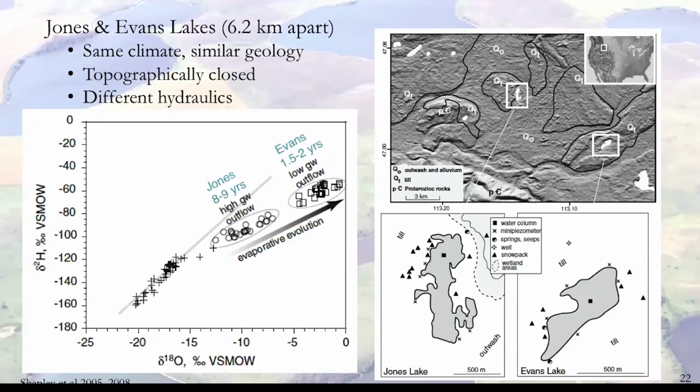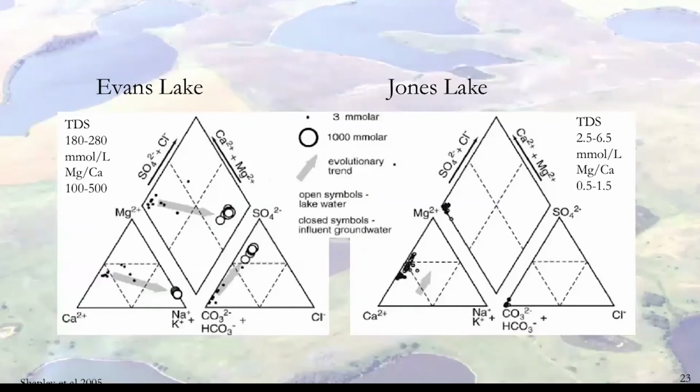Okay, so they deviate from the global meteoric waterline. This here is showing much farther evolution from the precipitation that falls in the area. Okay, this lake has solids between 180 and 280 millimoles per liter, and a calcium ratio which is quite high because all the calcium that comes in through groundwater is immediately precipitated out as aragonite, so that lake water has no calcium left.